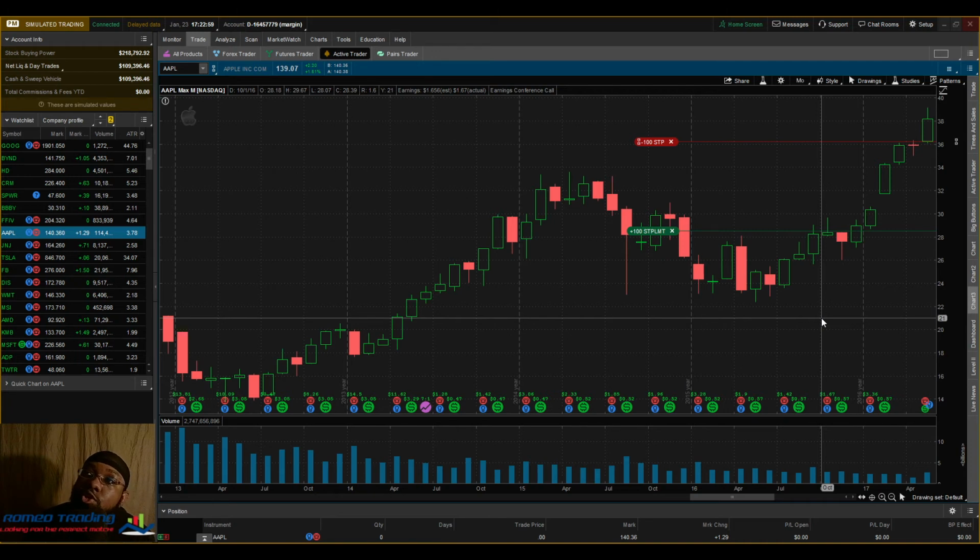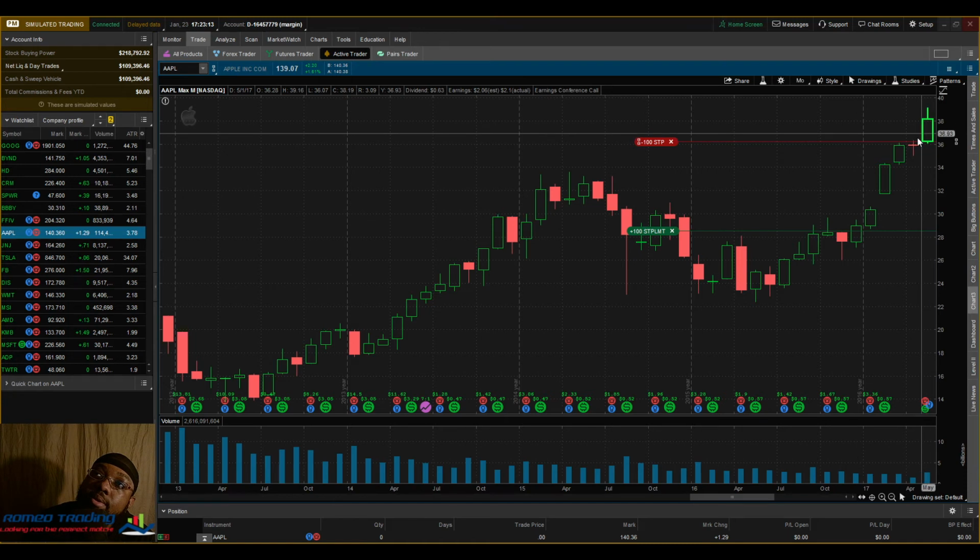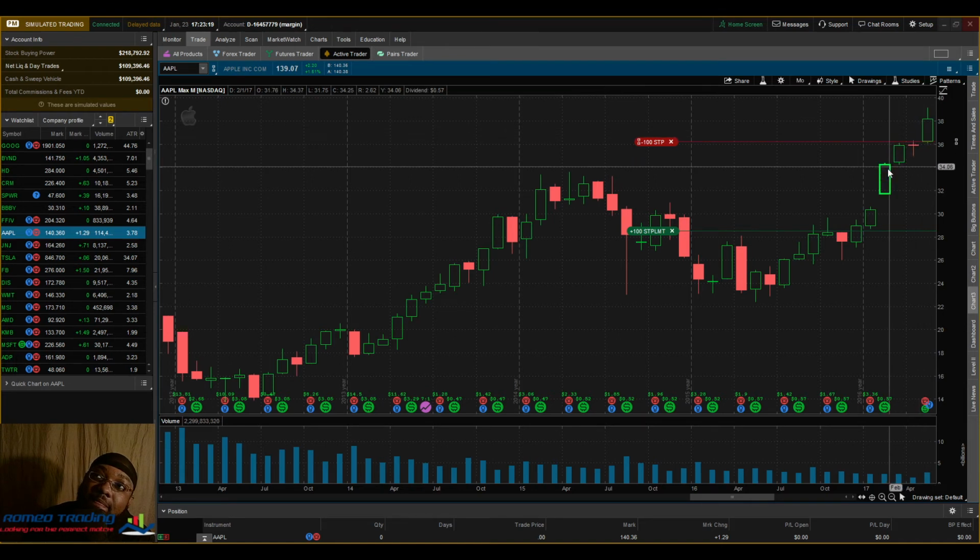If this was a weekly chart, this wouldn't be 1, 2, 3, 4, 5, 6 months. This could be 6 weeks. This could be 6 days. So just think about it. This could be 6 minutes on a 1 minute chart, right?